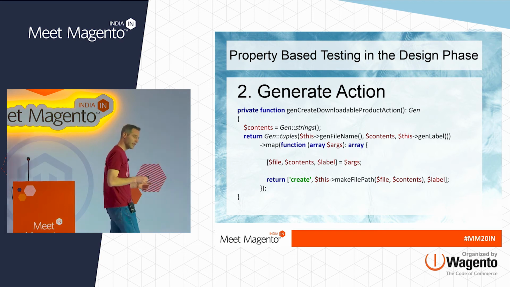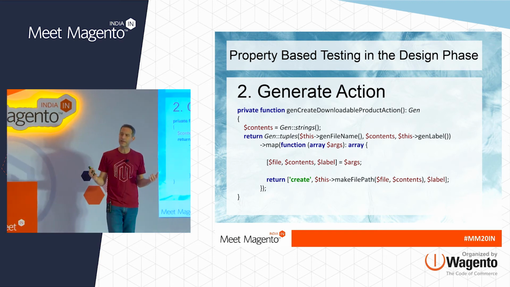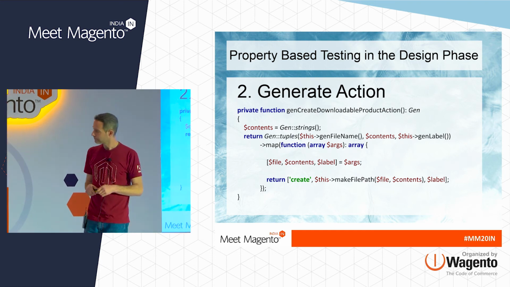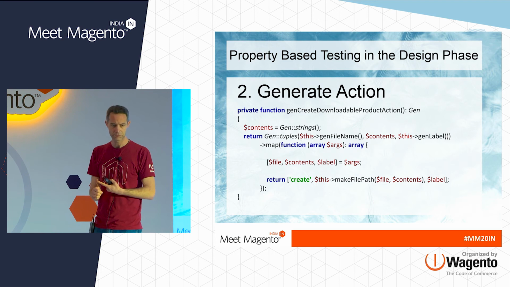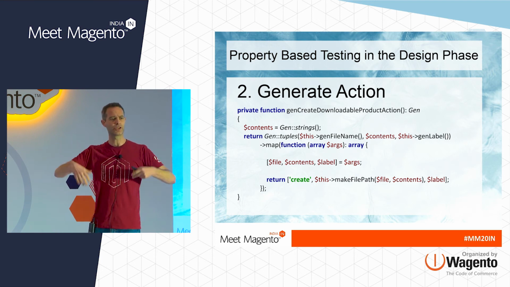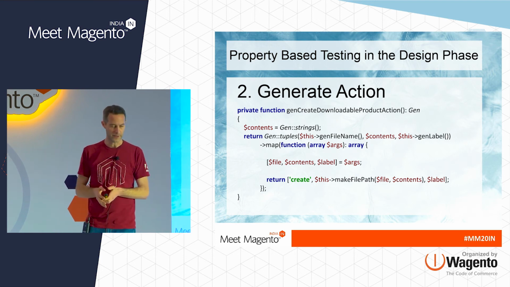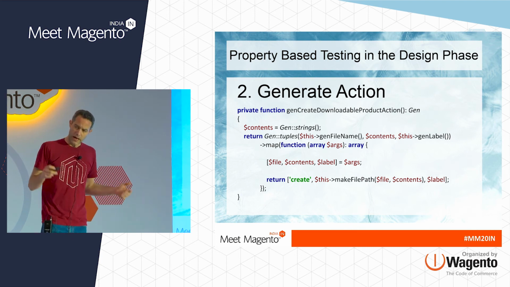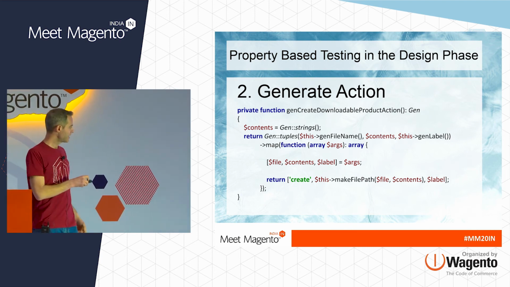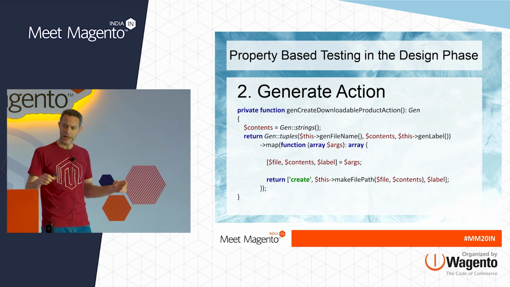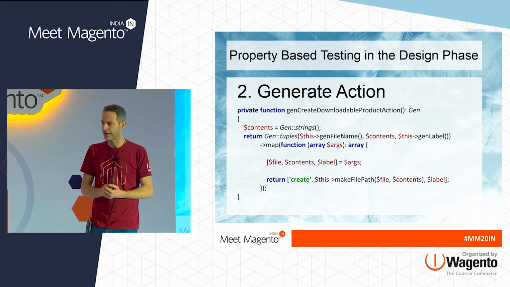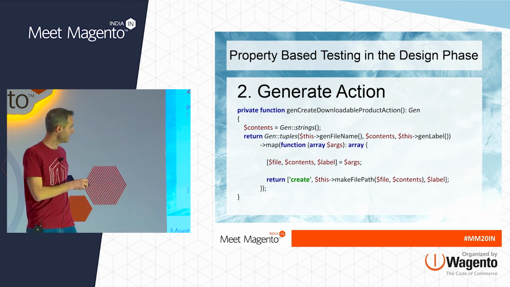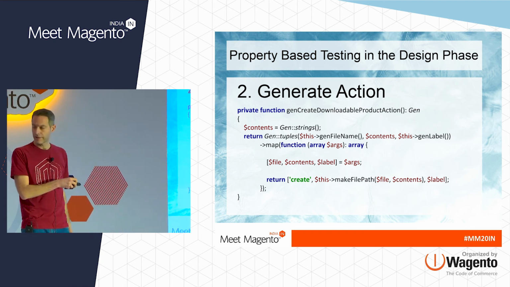So I want to generate, my first action is the create downloadable product action, right? So what do I need to create a downloadable product? Well, I need a file, and I need a label for the file to show to the customer, right? So to create an action, I want to return an array, and to indicate it's a create action, I just write the string create as the first entry in the array. And then I want to have a file in there, and the label.